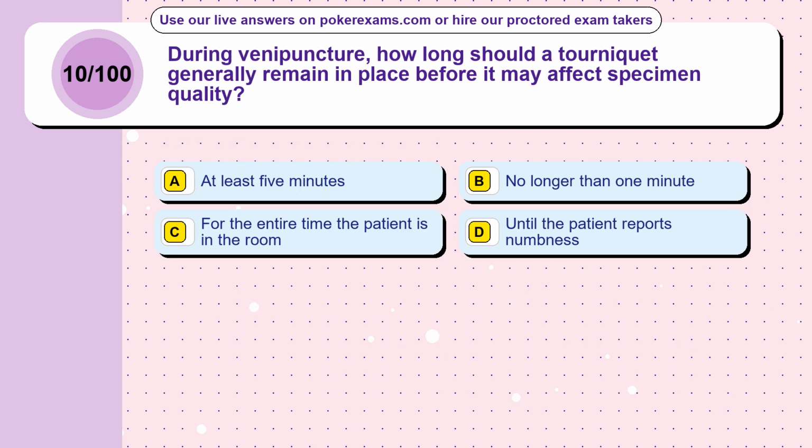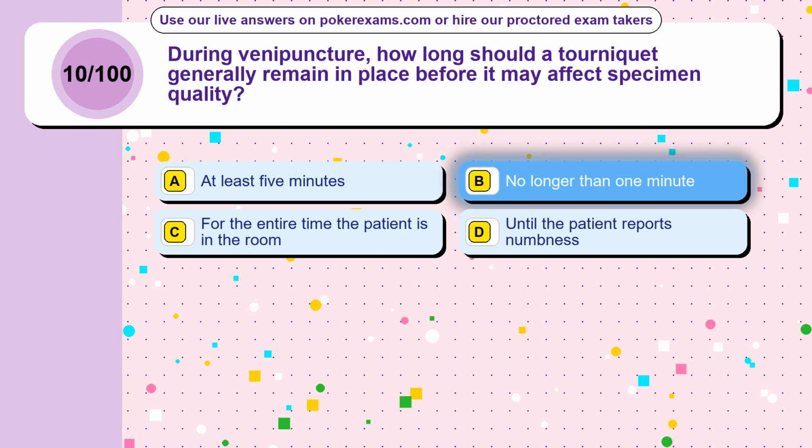Question 10. During venipuncture, how long should a tourniquet generally remain in place before it may affect specimen quality? Option A. At least 5 minutes. Option B. No longer than 1 minute. Option C. For the entire time the patient is in the room. Option D. Until the patient reports numbness. The correct answer is option B.